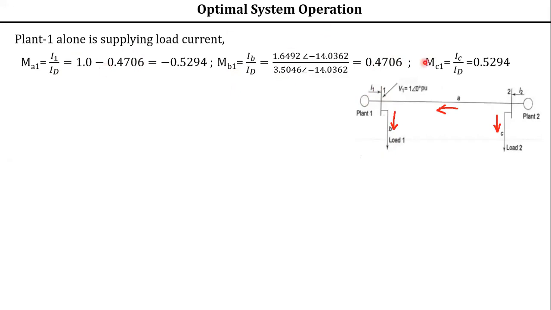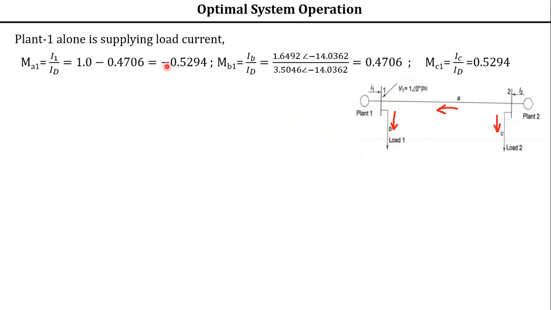For load branches, you do the calculations like this. For other branches, there is no need to substitute the values, where you will be wasting time. Directly you can consider by applying KCL. So you see this one, MB1, this will obviously be 1, isn't it? So 1 minus this one, that means 1 is the distribution factor for plant 1, minus 0.4706. Have you understood this point?